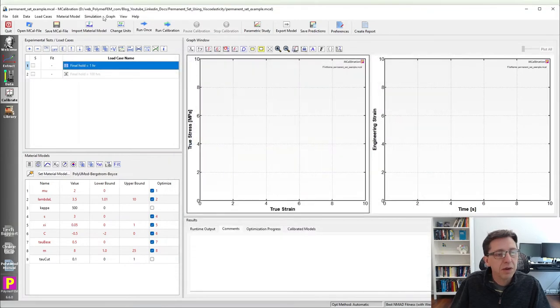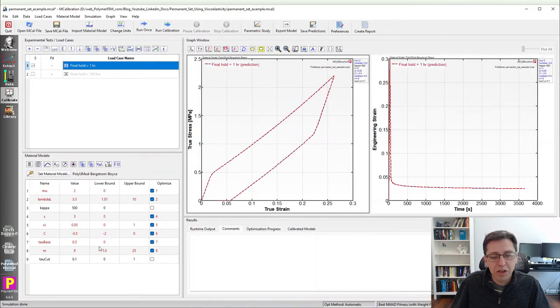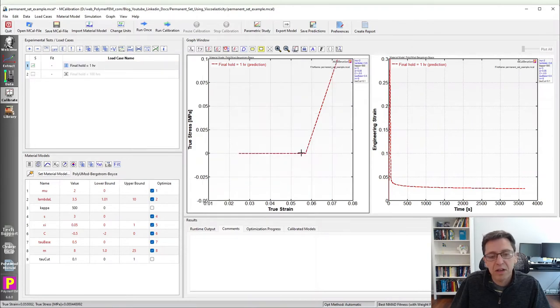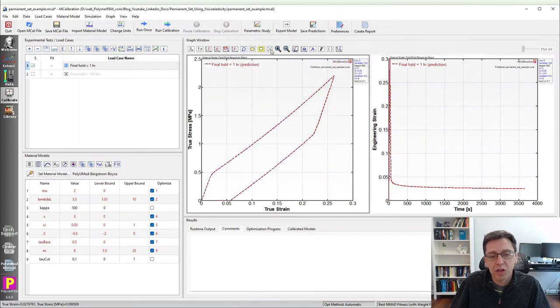And if I run this one, you see that this is now the Bergstrom-Boyce model with these parameters. It's loading up and then unloading it, and then it starts to recover here. If you zoom in here, you can see that the strain comes back slowly with time, just like you would expect in a real polymer. If you plot strain versus time, we'll see that the strain recovers a lot initially, and then it kind of goes like this. So this is after 1 hour.